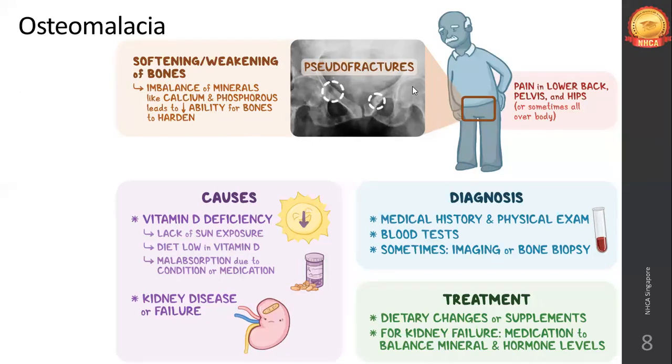How do you diagnose it? You take the medical history, do a physical examination, bone biopsy, bone densitometry, imaging, X-ray, and blood tests. Treatment is based on your age, with dietary changes or supplements given. For kidney failure patients, medication to balance the mineral and hormone levels is given. Hormonal replacement therapy could also be given. That is, 1,25 dihydroxycholecalciferol could be injected directly into the patient.